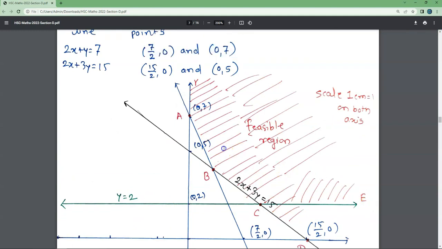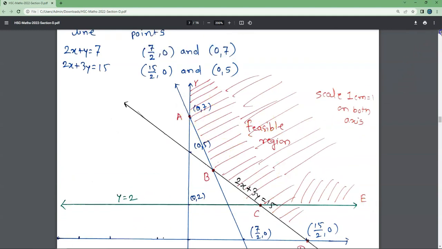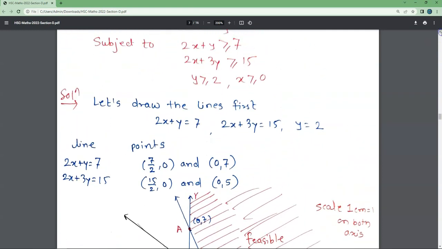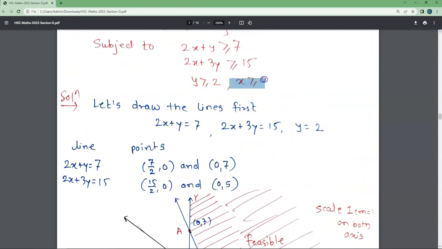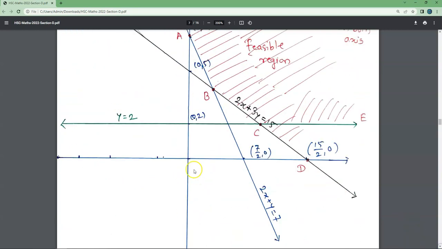Now what they are saying? आता आपल्याला फिजिबल रेजिन काढायचा. आता फिजिबल रेजिन कसा काढायचा? So the first thing what they were saying, सगळ्यात आधी तर x is greater than equal to 0, म्हणजे सगळा first quadrant and fourth quadrant. But y is also greater than equal to 2. That means this y line is greater than equal to 2, म्हणजे हा पूर्ण region. But they are saying greater than equal to this line as well, right? So this part, and also they are saying greater than equal to this line as well. So this part हा येणार नाही, पण so this will be the one, the feasible region, right?